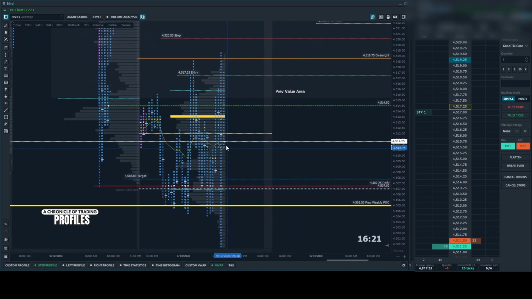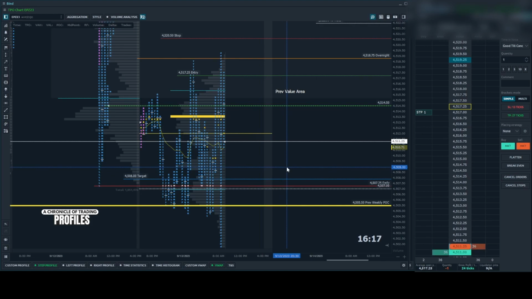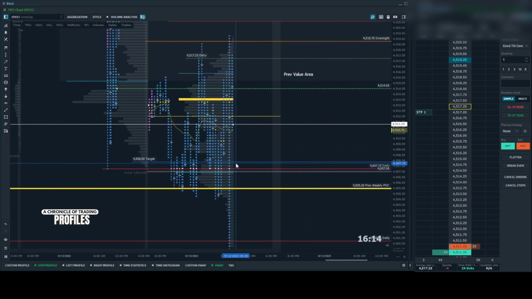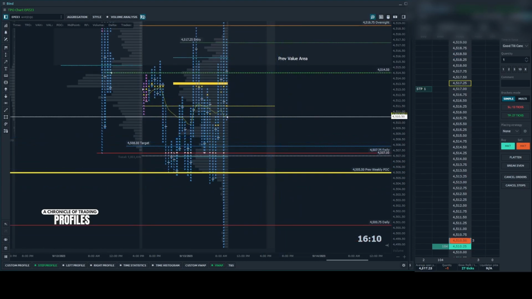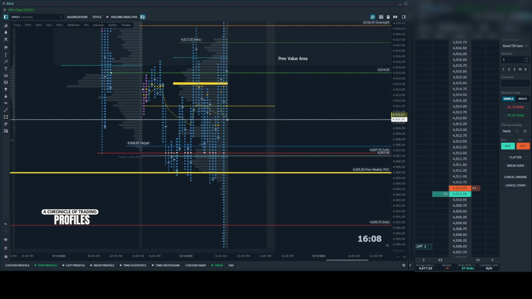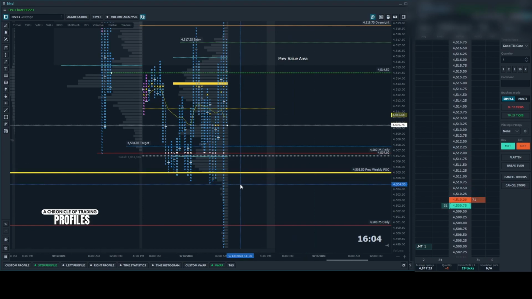But any bounce is pretty much settled back. So far it looks pretty decent. This is our target here. Looks pretty good so far.